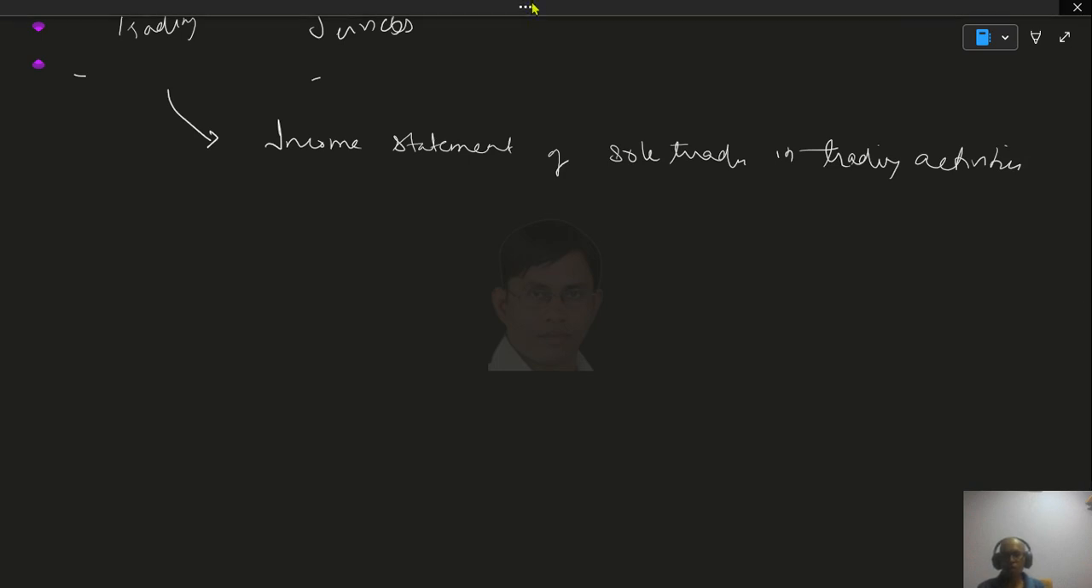Now, to begin with, we will start with the income statement of sole traders in trading activities. So what is an income statement? It is a statement to show the profit for the year.